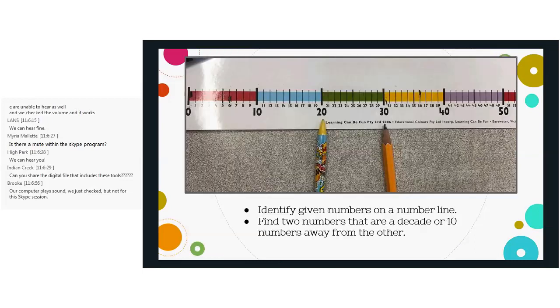This number line is great for using familiar facts. The tens are clear.